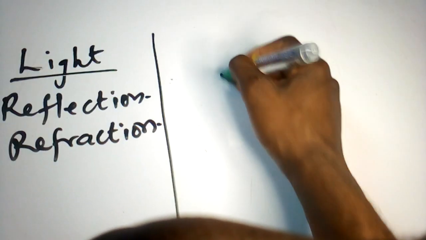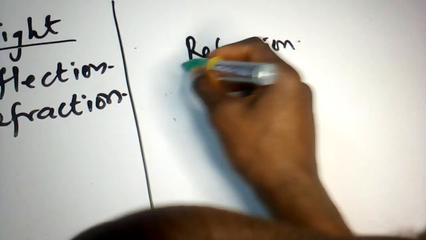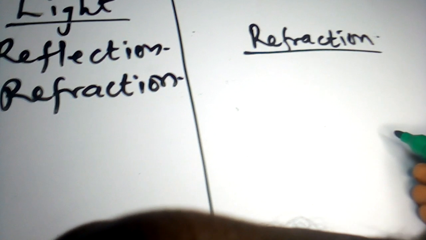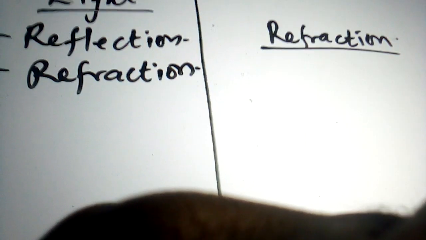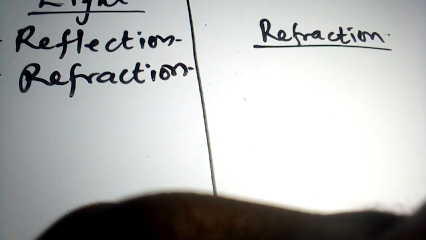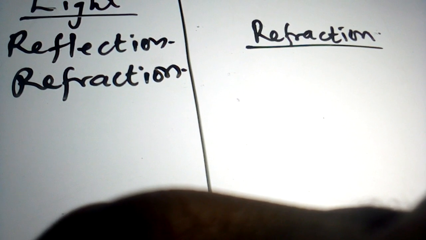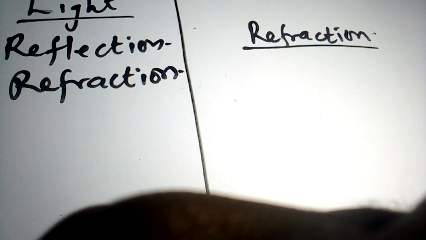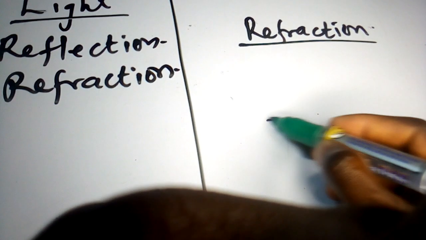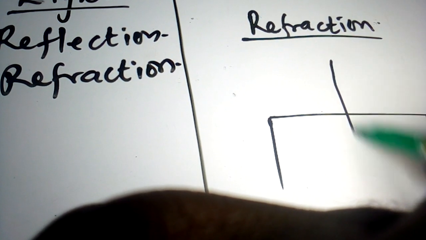So what does refraction mean? Refraction occurs in a transparent medium. Refraction occurs when a ray of light travels from one medium to another, and because the densities of the media are different from each other, the light ray bends towards the normal in the other medium. Take for instance, if this is glass, I told you there is always a normal.